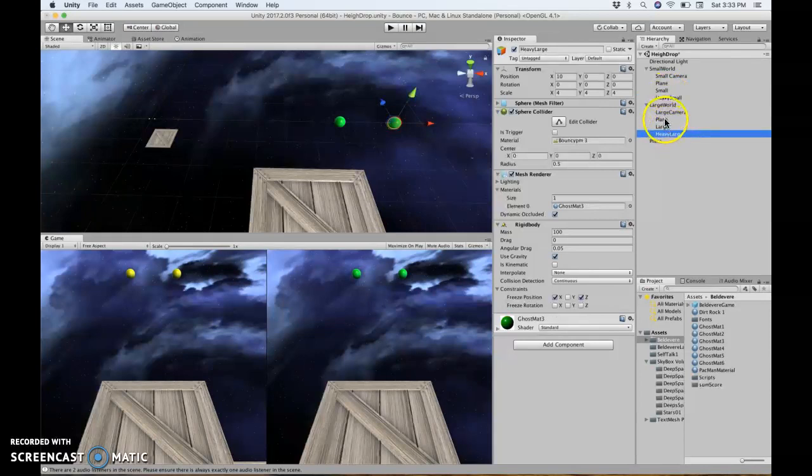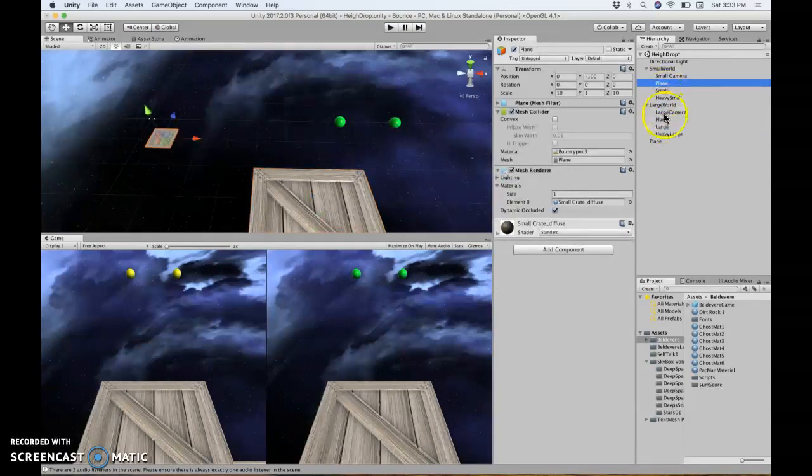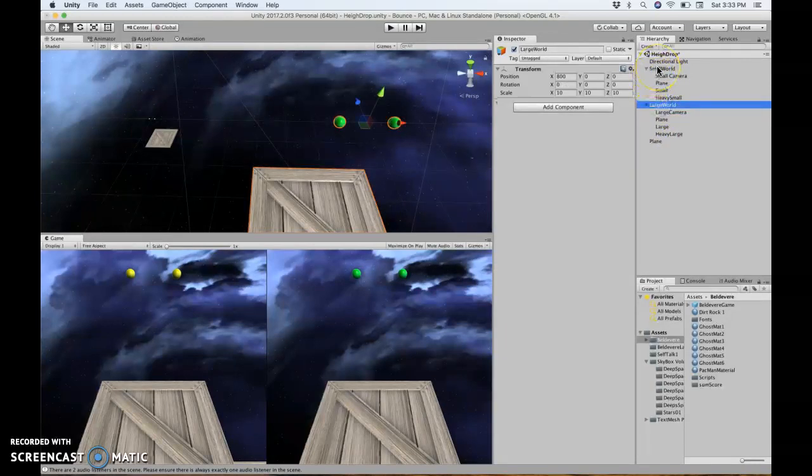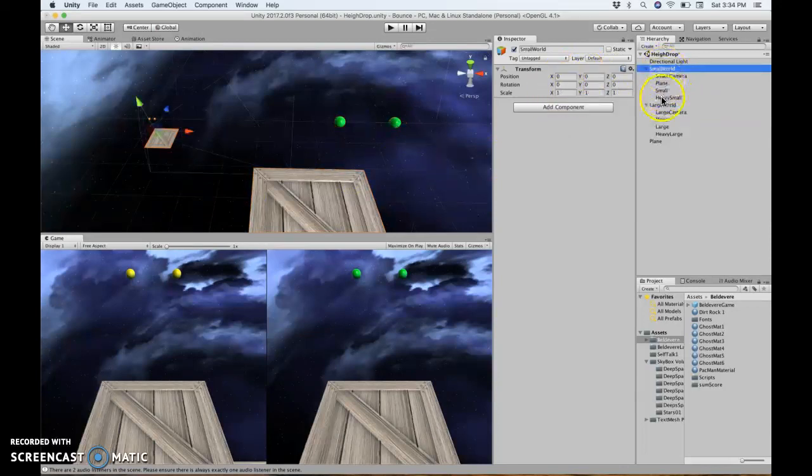And so the planes also, I probably already mentioned that, same transform. The camera is the same transform. The only difference in the camera is the viewport rect. And the container game objects are the same transform with two important exceptions. One is the large world is shifted over 800 just to get it out of the way of the small one. But the other is that the scale is 10 times as big in every axis.